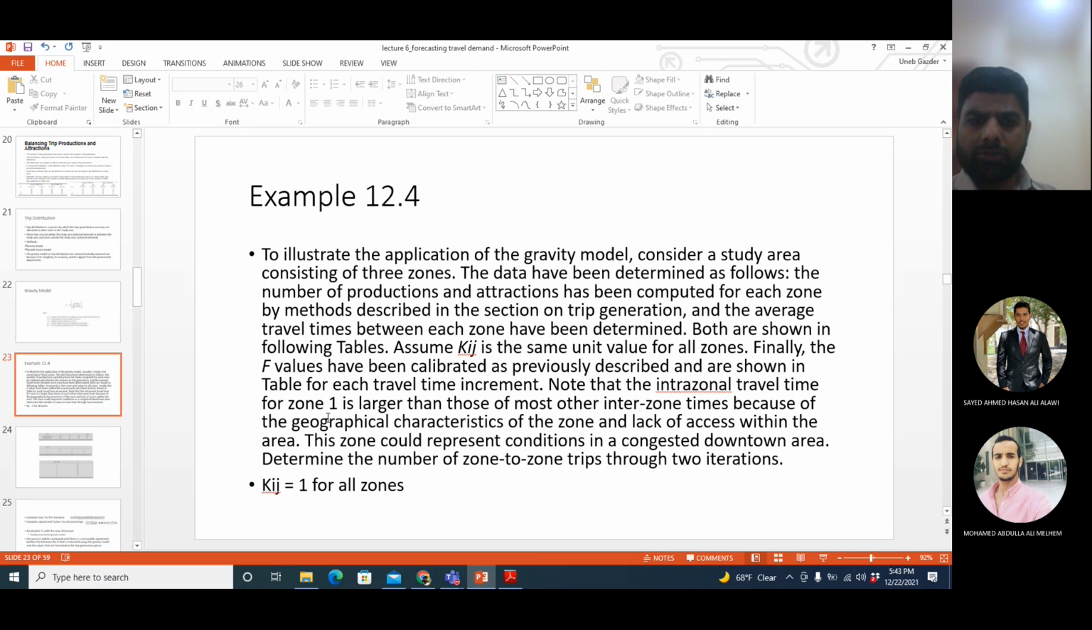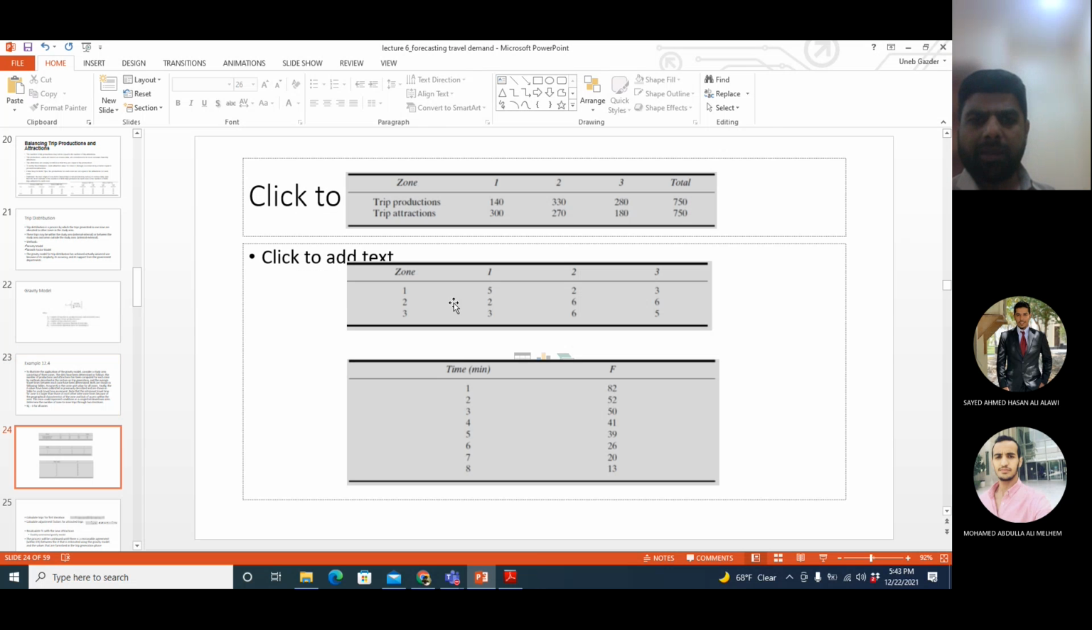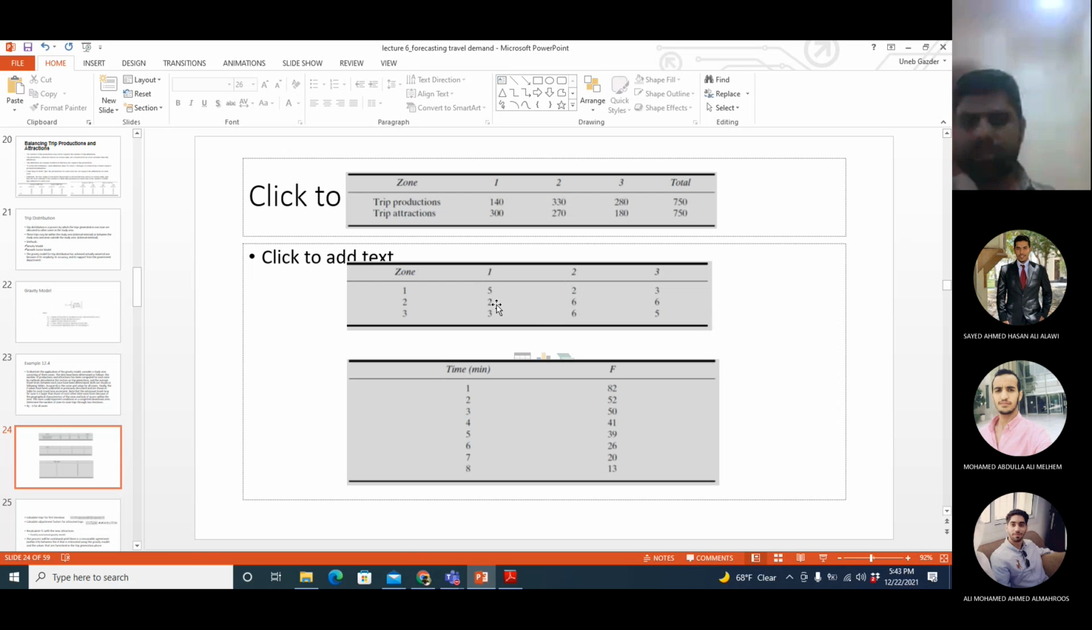The intrazonal travel time for zone 1 is larger because of the geographical characteristics. So, for example, if I come here between zone 1 and zone 1, this is what we call intrazonal. If the trip is ending and starting in the same zone, within the same zone, we call this intrazonal. Okay, so between 1 and 1, 2 and 2, 3 and 3 are intrazonal. So you can see intrazonal travel times are also larger than interzonal travel times. For example, if you go from 1 to 2, it will only take you 2 minutes. But if you are traveling within zone 2, it will take you 6 minutes.